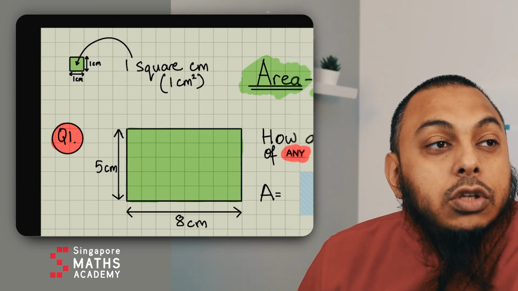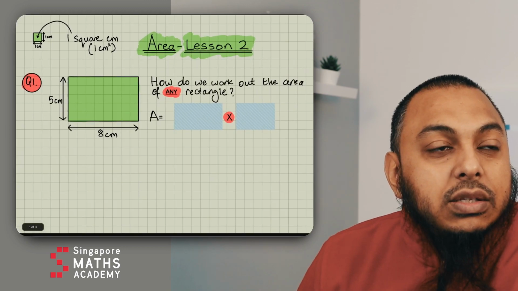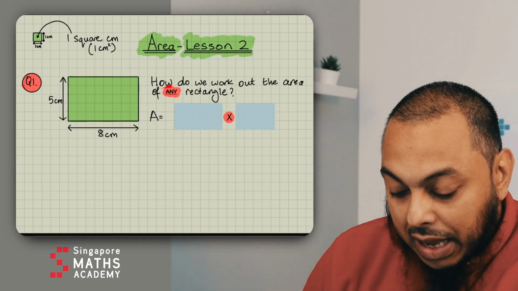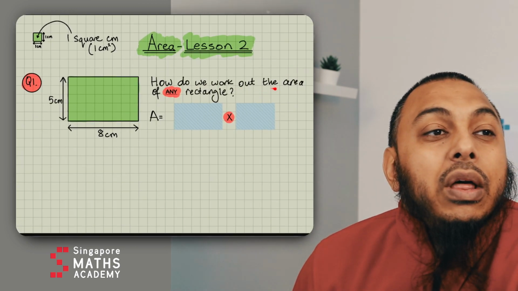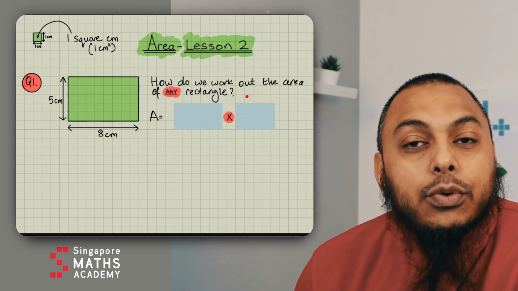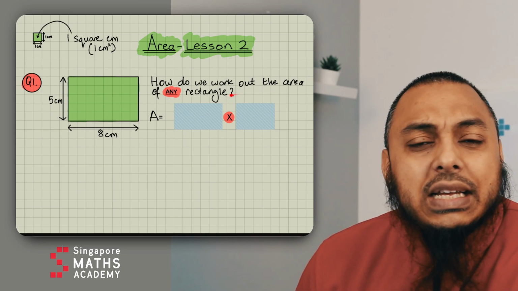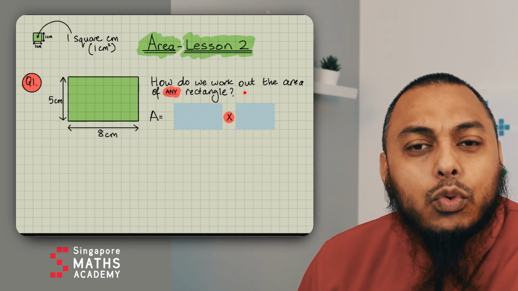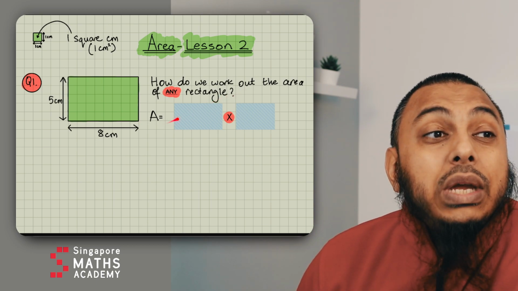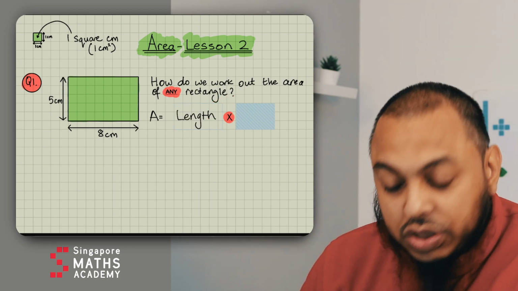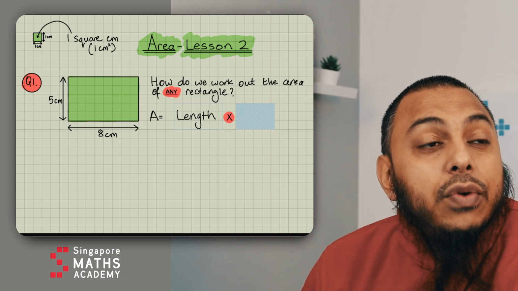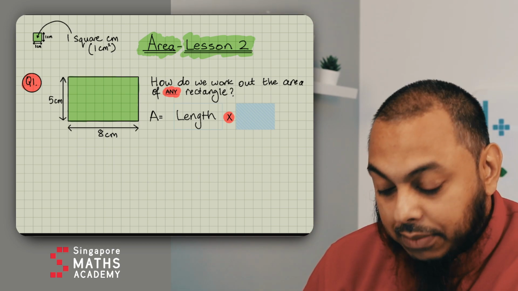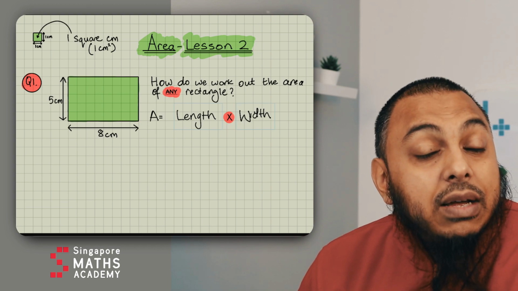Okay, so this just means 1 square centimeter, and it looks like this, a square that's 1 centimeter by 1 centimeter. So we went through a few things last lesson, and we asked, how do we work out the area of any rectangle? What is that rule we've got to follow? Which is area of a rectangle is length times the width.